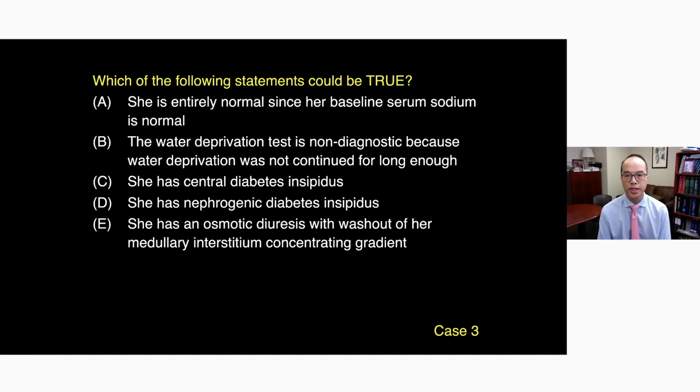Which of the following statements could be true? A, she is entirely normal since her baseline serum sodium is normal. B, the water deprivation test is non-diagnostic because water deprivation was not continued for long enough. C, she has central diabetes insipidus. D, she has nephrogenic diabetes insipidus. Or E, she has an osmotic diuresis with washout of a medullary interstitium concentration gradient. And the answer here is C. She has central diabetes insipidus.